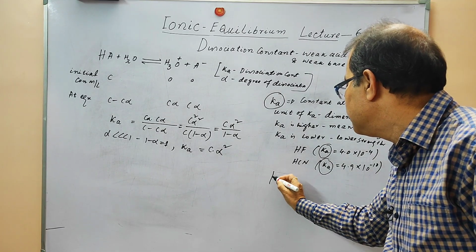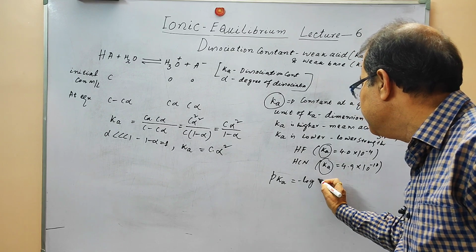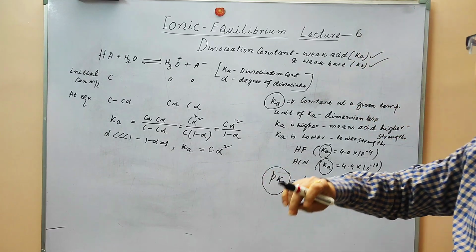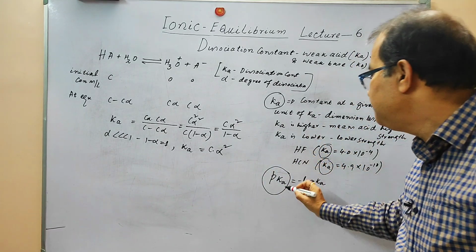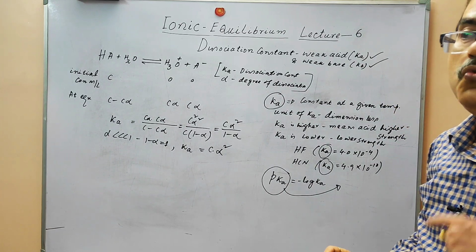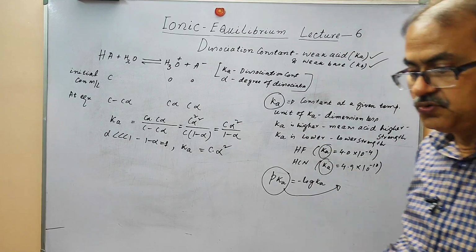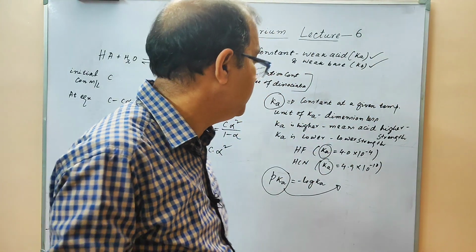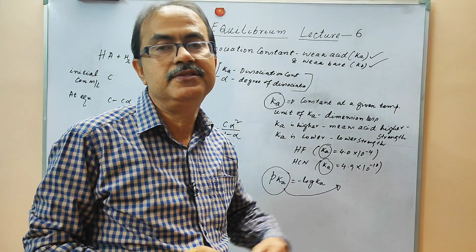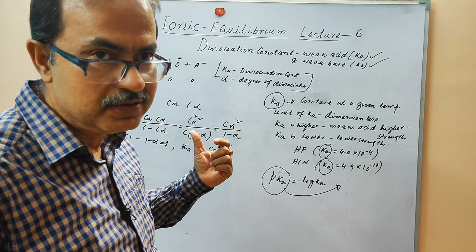Another terminology is pKa. pKa is basically minus log of Ka. This also gives an indication of the strength of the acid, but in the opposite way. If the pK value is higher, then the strength of the acid is lower. If the pK value is lower, then the strength of the acid is higher. So here it is totally opposite, so don't confuse pK and Ka. When pK is higher it is a weak acid, and when pK is lower it is a stronger acid.